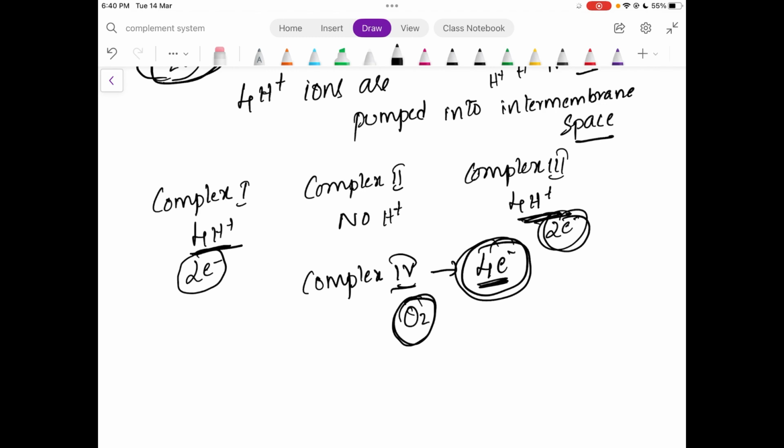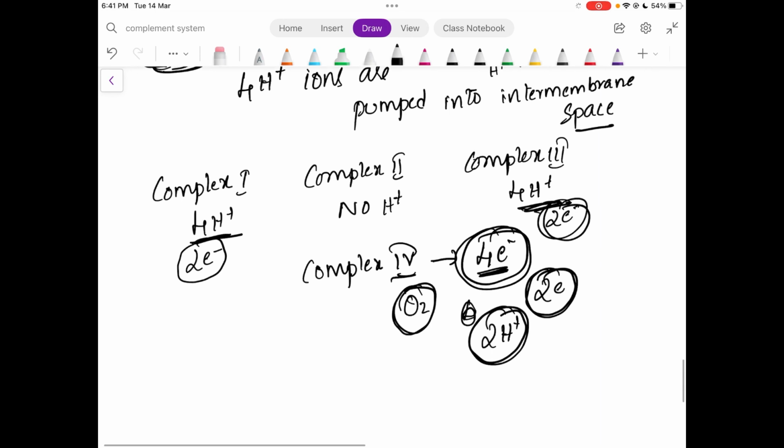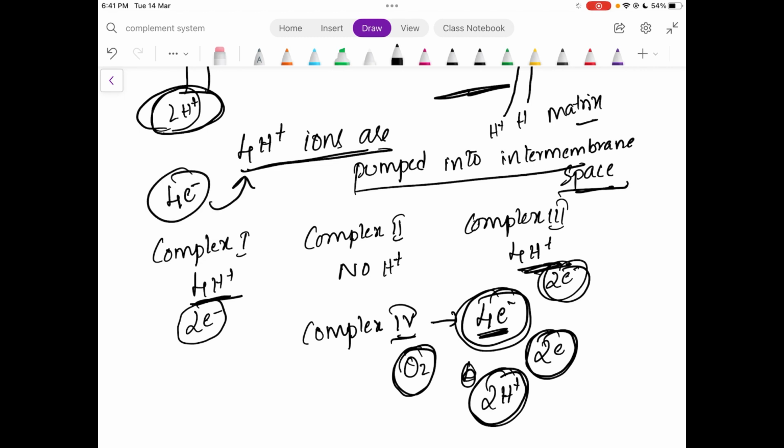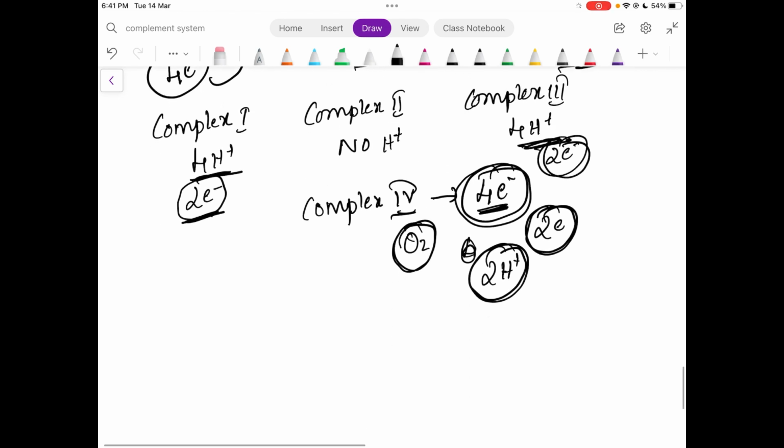Then here you are utilizing 4 electrons. If you take 2 electrons, how many H plus ions will come out? Only 2. If you take 2 electrons, then only 2 H plus ions will be pumped into the intermembrane space. Here I have written 4 H plus ions are pumped into the intermembrane space. But for how many electrons are these 4 H plus ions? For 4 electrons, you are getting 4 H plus ions. For 2 electrons, you will get only 2 H plus.